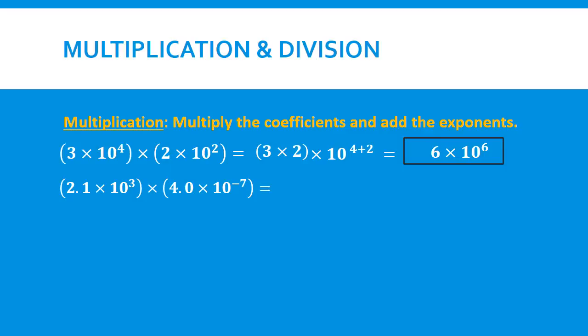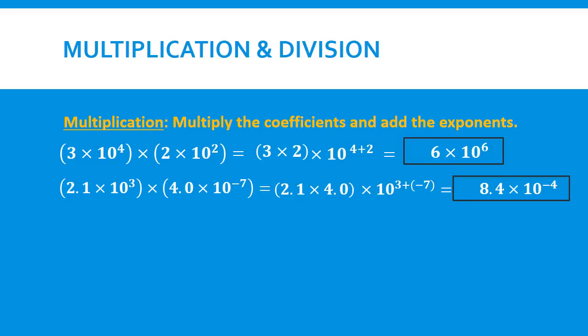In this example, we have 2.1 as one of our coefficients and 4.0 as the other coefficient. So we multiply these two, 2.1 times 4.0. Then we have times 10, which is our base. Then we have 3 plus negative 7. So that gives us 8.4 by 10 to the negative 4.